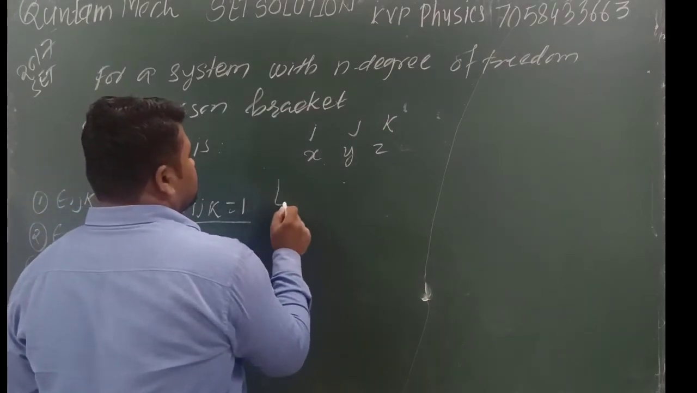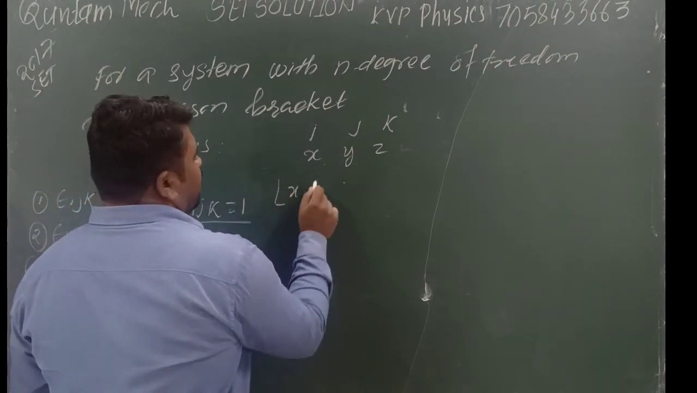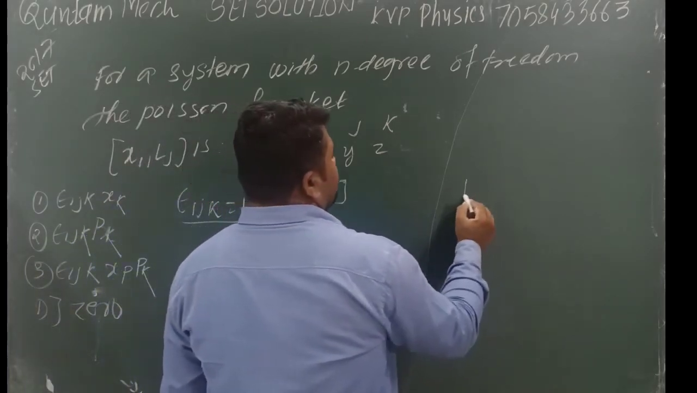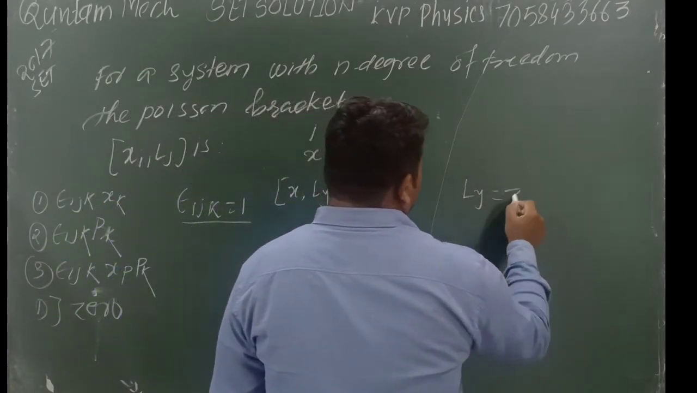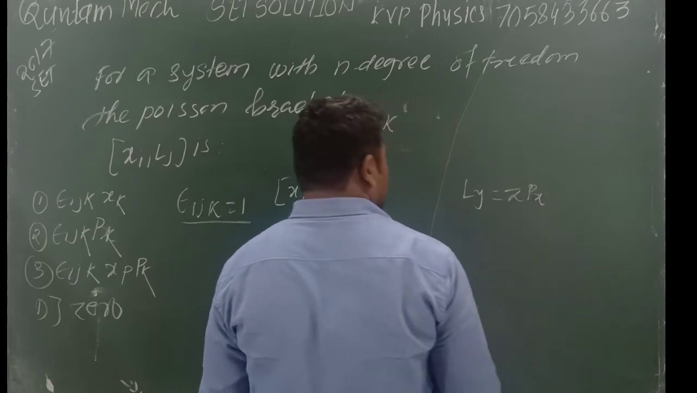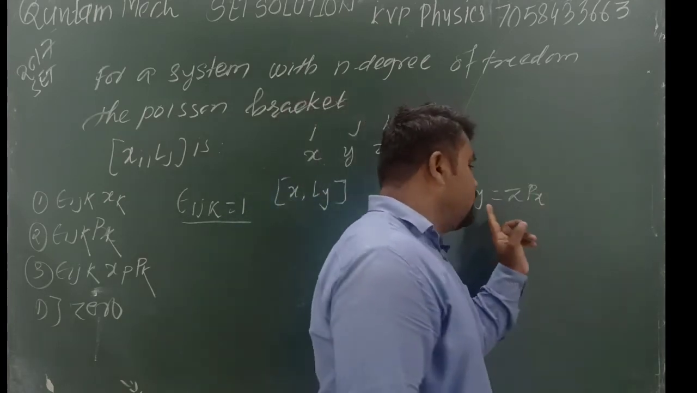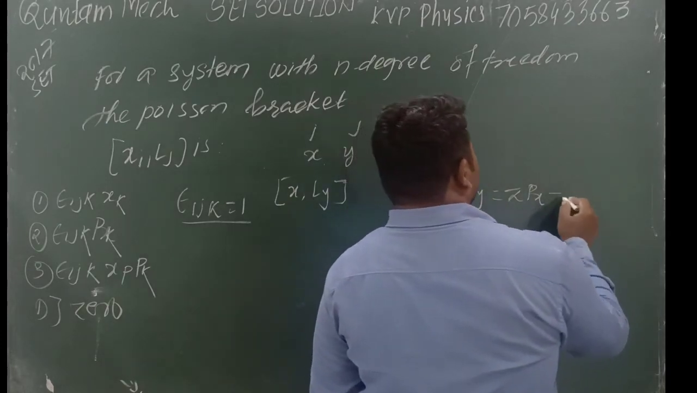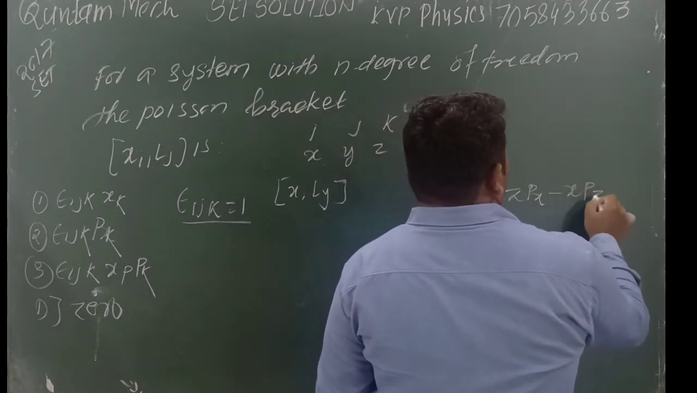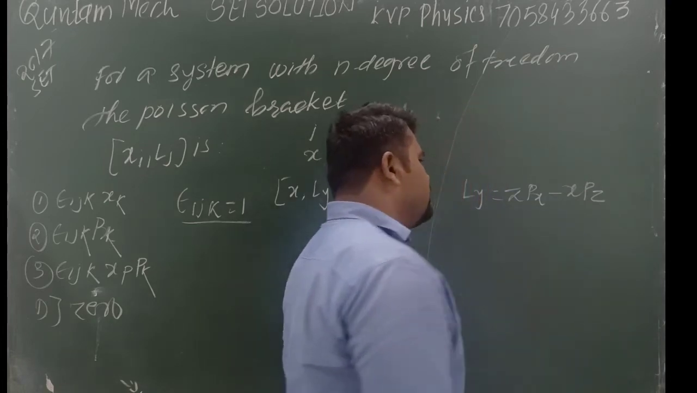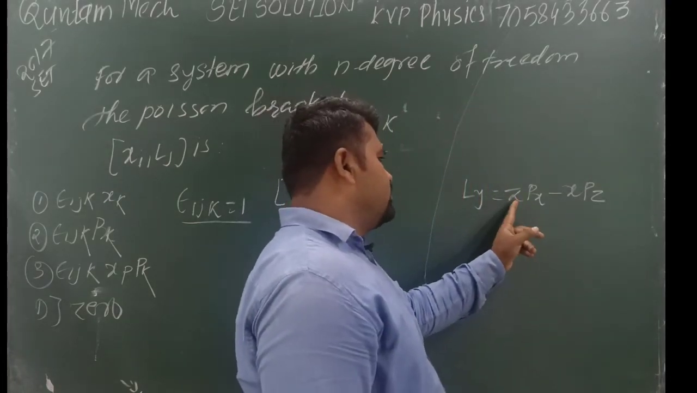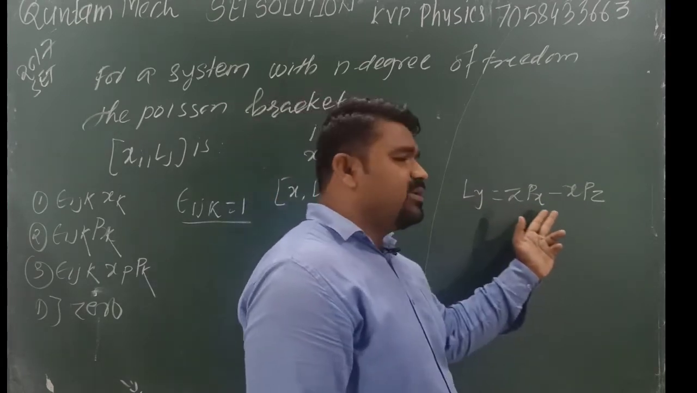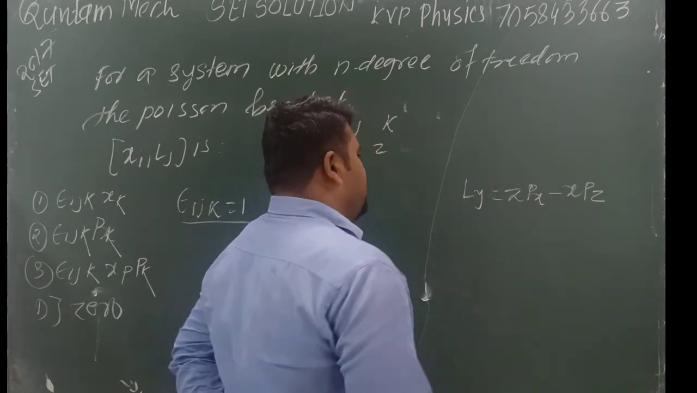Then x, ly. What is the value of ly? Ly is equal to z px minus x pz. How to memorize this? Y after z after x, and interchange this one. So this can be written as x pz: just interchange these two components. Z is replaced by x and px is replaced by pz. That's it. And ly is equal to z px.